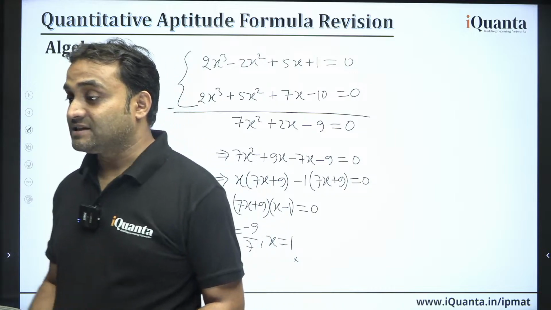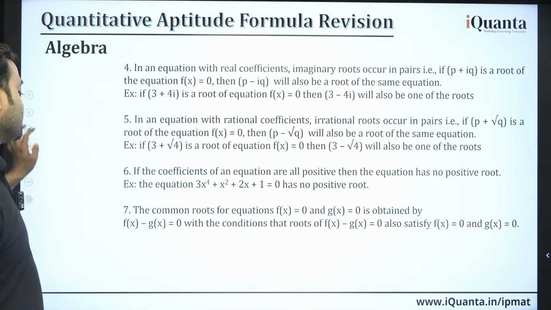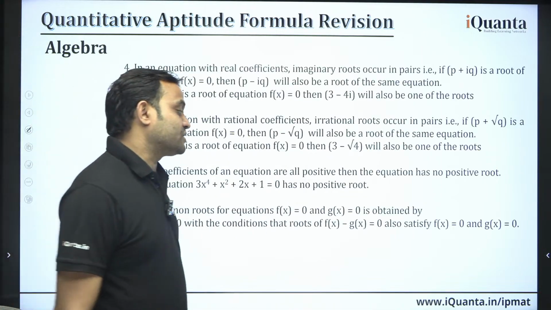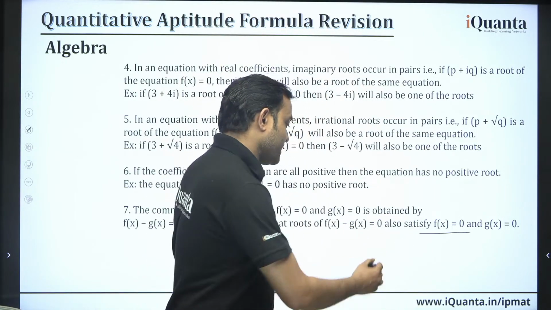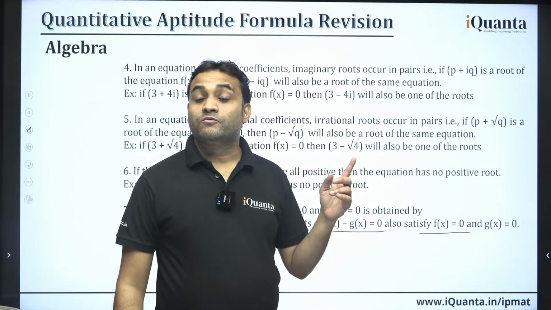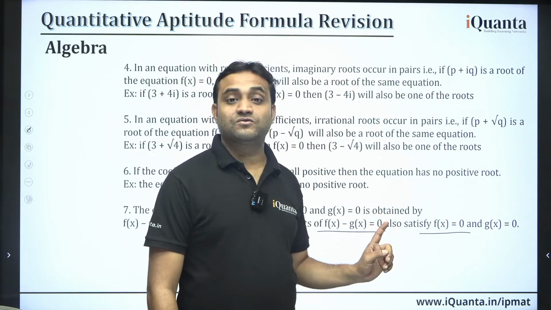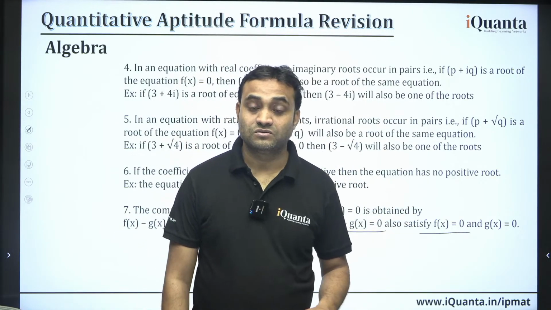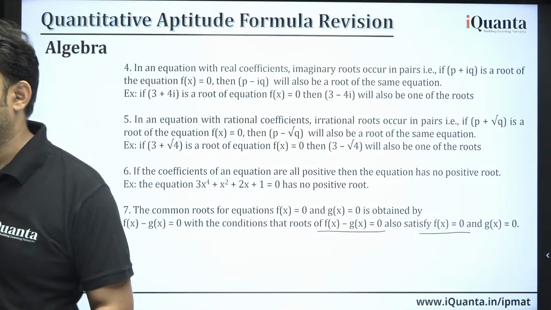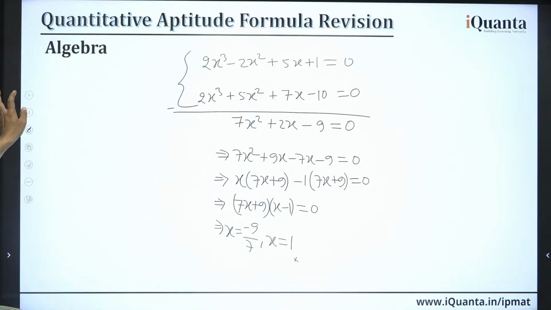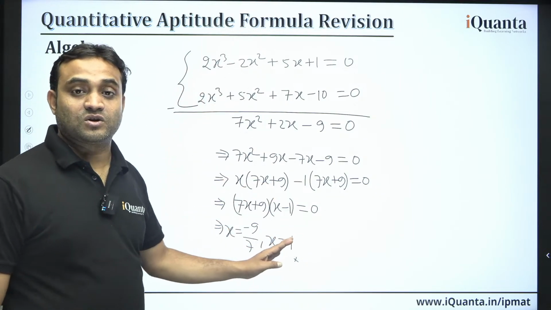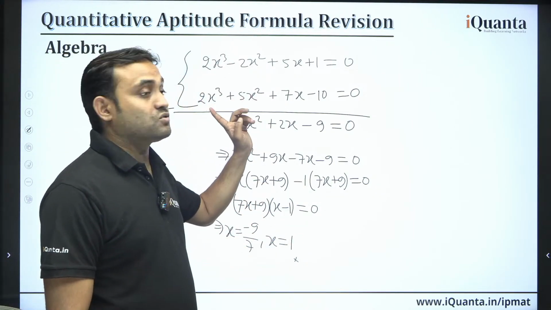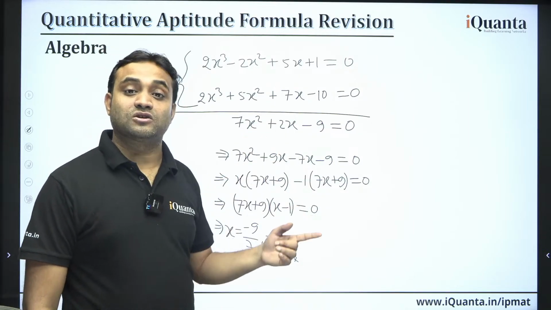This is what it says, that not only do we need to subtract, we also need to check that for the value of x that we get from here, fx is equal to 0 or gx is equal to 0. Then it will be a common root, otherwise it will not be a common root. Like by subtracting we are getting x is equal to 1, but by putting x is equal to 1, this is not 0, so x is not the common root.